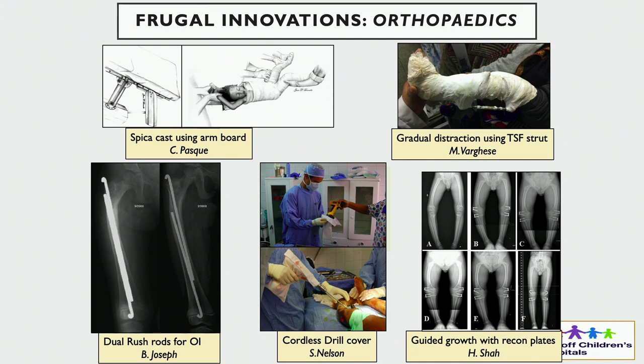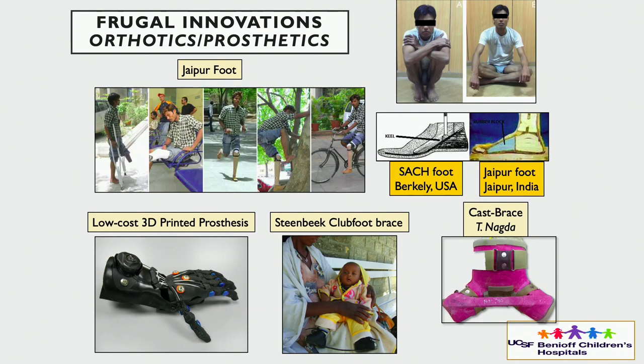And of course, this has now been commercialized, using cordless drill covers for Home Depot type drill sets. And then finally, for implants, instead of using the fancier guided growth plates, just cut a two-hole recon plate to do the same thing with gradual deformity correction.